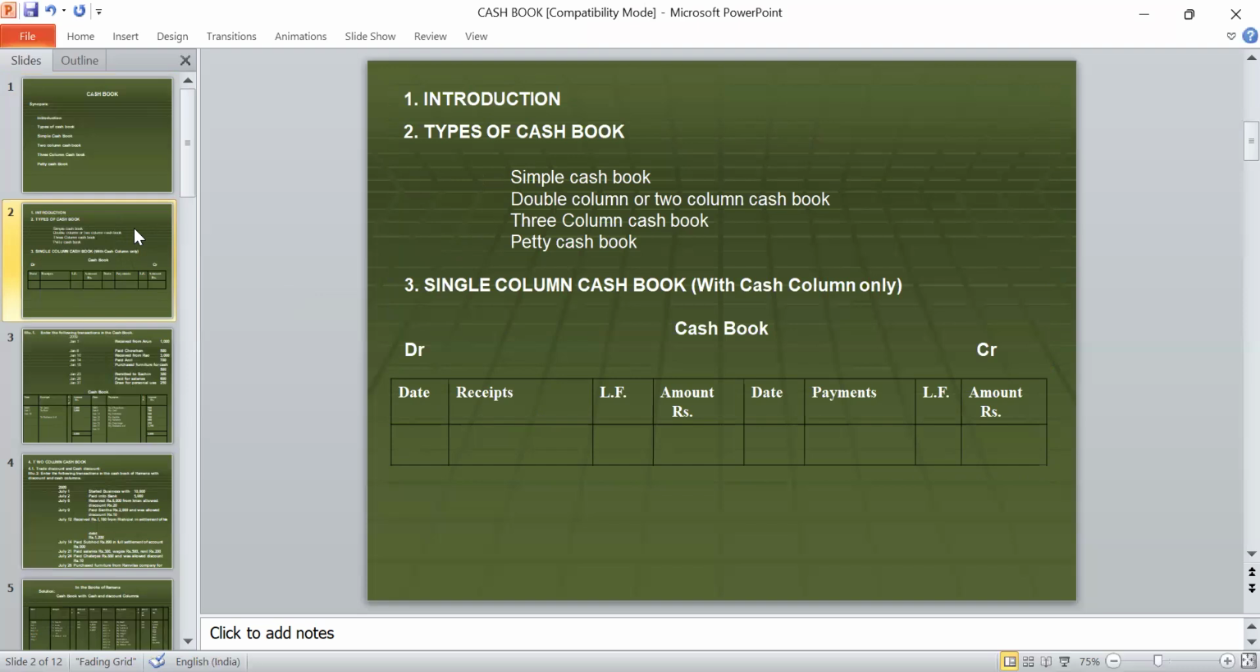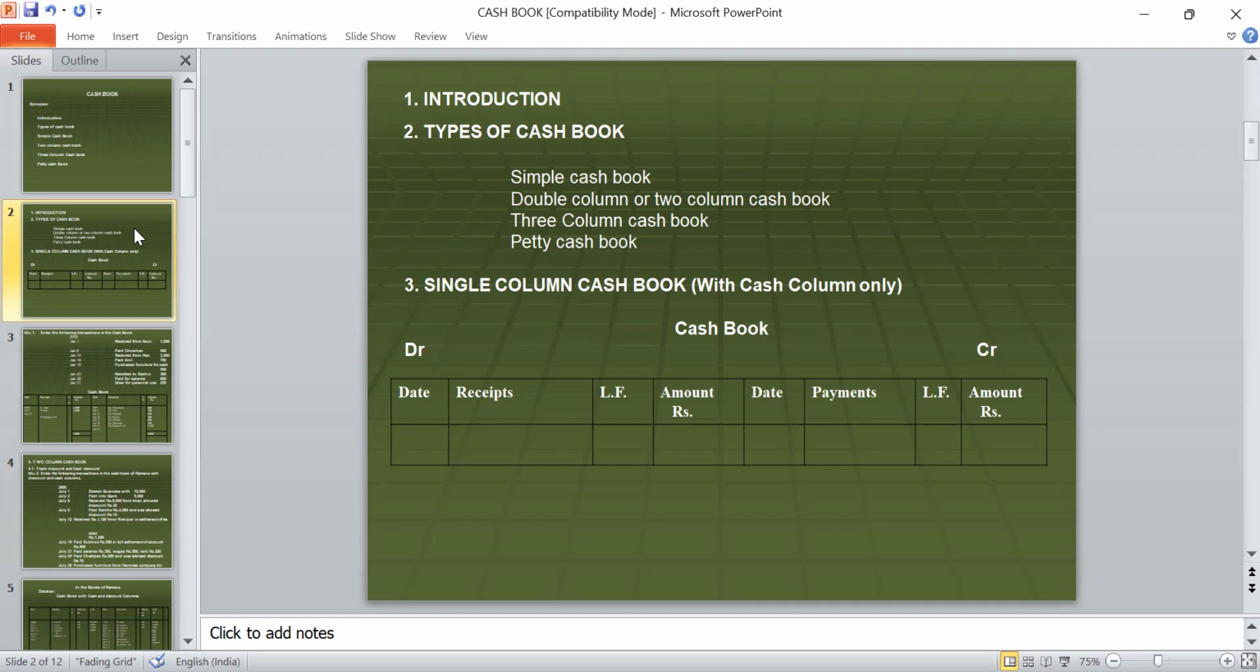Okay, first, single column cash book. We will see the meaning of single column cash book, the pro forma for it, and how to enter the transactions in it. First of all, a single column cash book records all cash transactions of the business in chronological order. That means this cash book contains only one amount column on each side. Each side means it consists of 2 sides, debit side and credit side. So it contains only one amount column on both the debit side and the credit side.